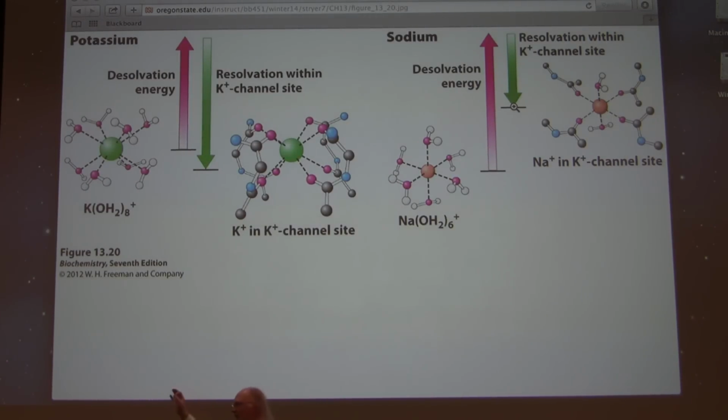So even though the potassium channel has a bigger hole, the sodium ions, for the most part, do not pass through. It's not absolute. Do some make it through? Yes. So it's not an absolute thing. But preferentially, potassium makes it through much more than sodium does. That's true for any other smaller ions as well. So if you tried to do this with lithium, you would have a similar problem.